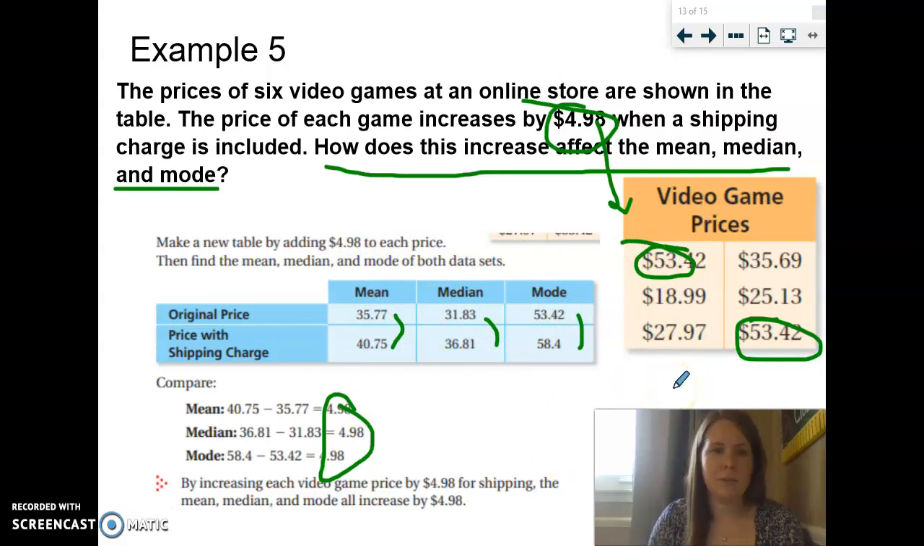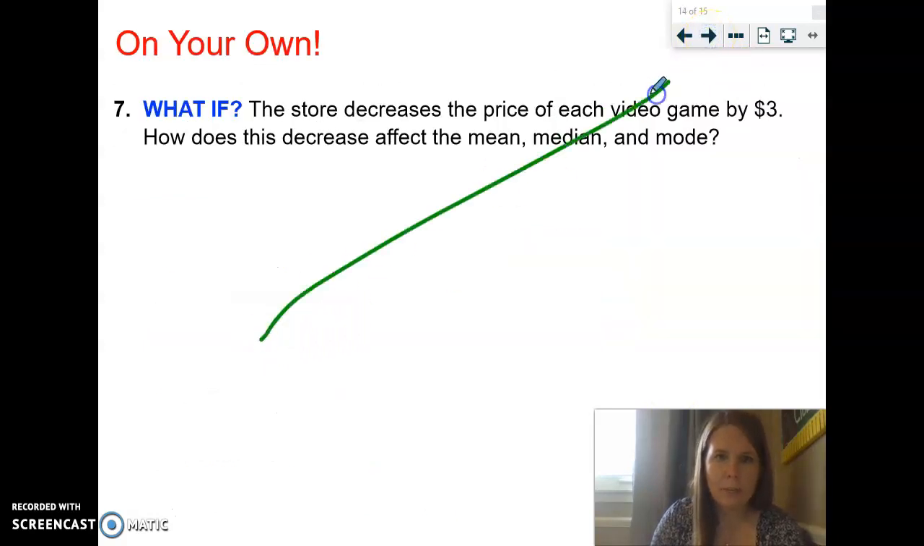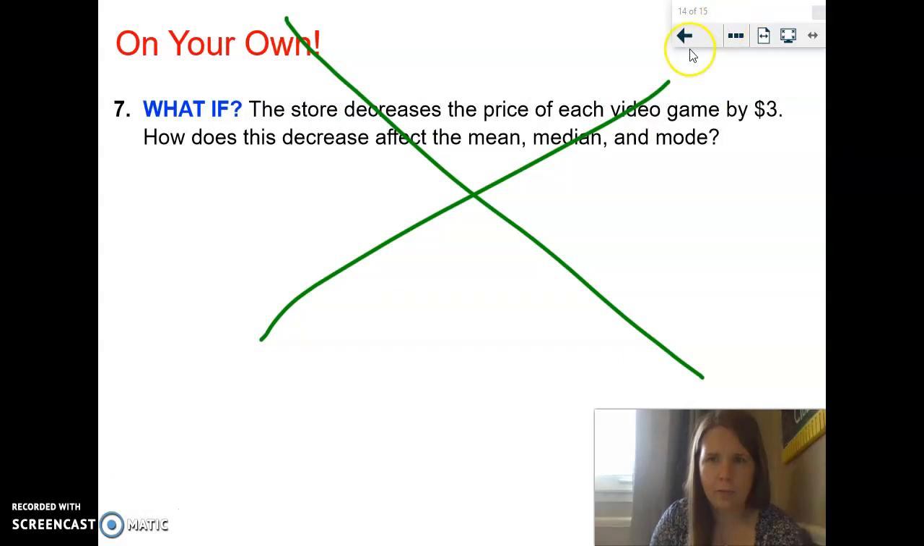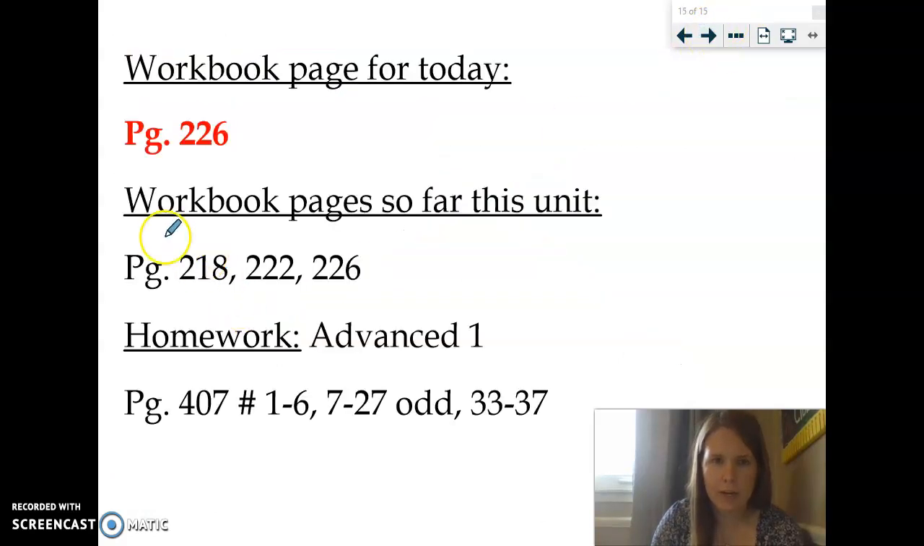Whew, sorry I went through that so fast. Was worried we weren't going to finish with time. We're skipping on your own. Feel free to go back and watch that example if you need more work on it. Use your workbook as extra practice.